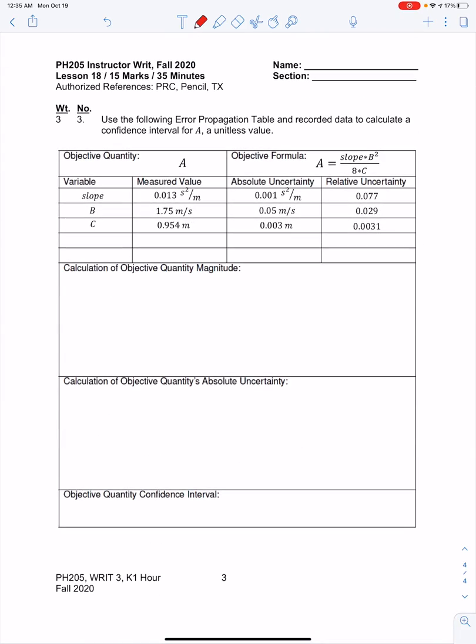So use the error propagation table and recorded data to calculate the confidence interval for a unitless value. So we have A. This is our whole equation. The objective quantity magnitude is just replugging your measurement values right here back into the equation. So A equals 0.013 times 1.75 over 8 times 0.954.